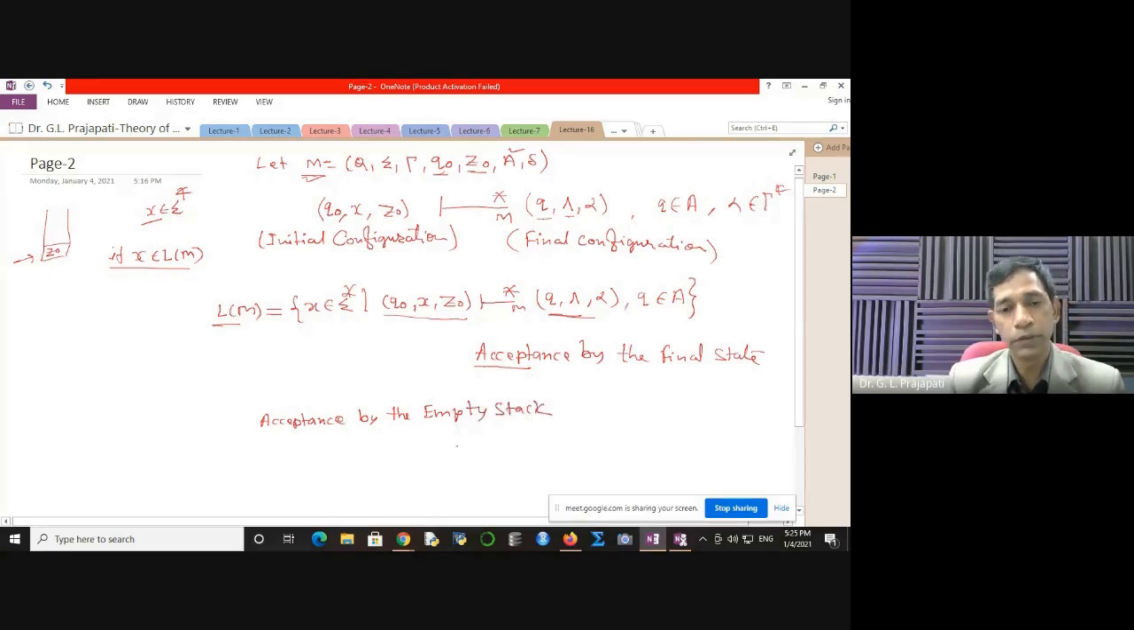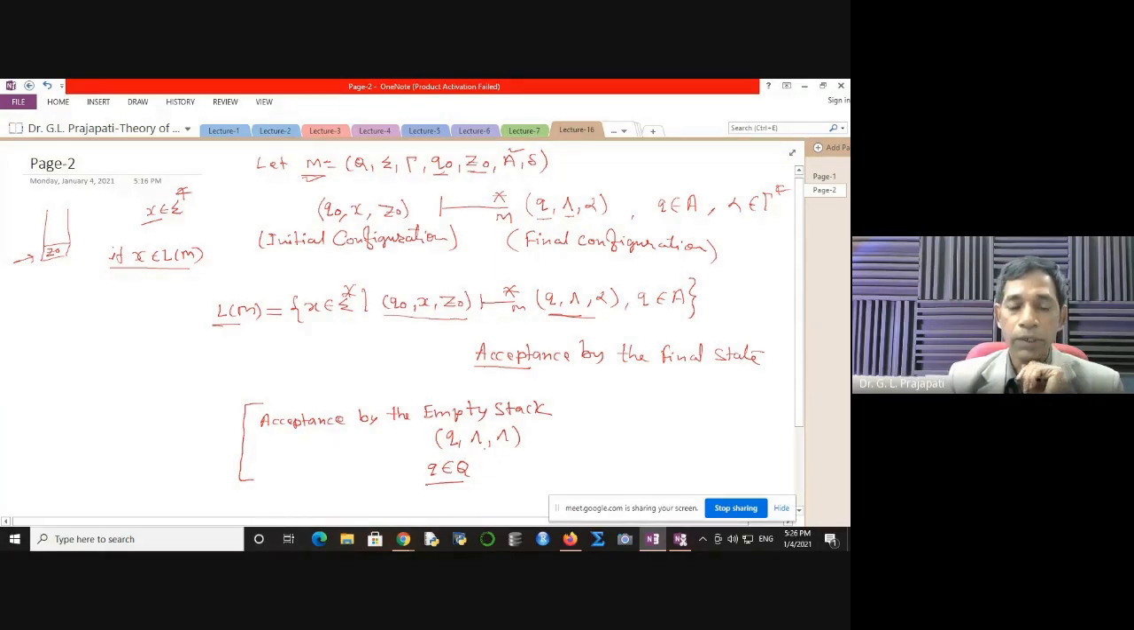Okay, so how will it look? You have a configuration where you are at the state Q, your input is exhausted, and the stack is empty. This is the configuration which shows acceptance by the empty stack. Here the state is not important. Q can be any element of the set of states. Here there is no concept of a final state now. Once you see acceptance by the empty stack, Q can be any state of the machine.